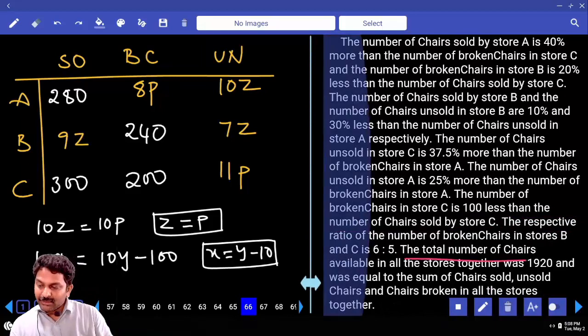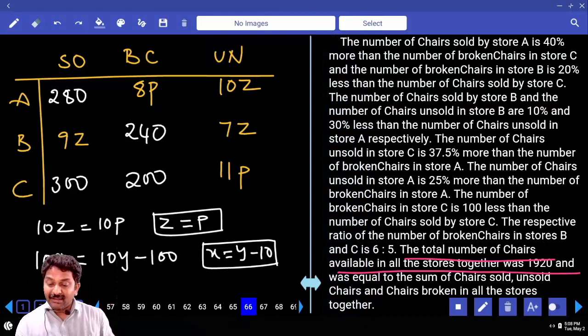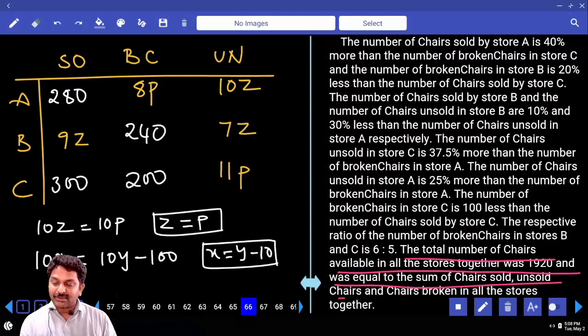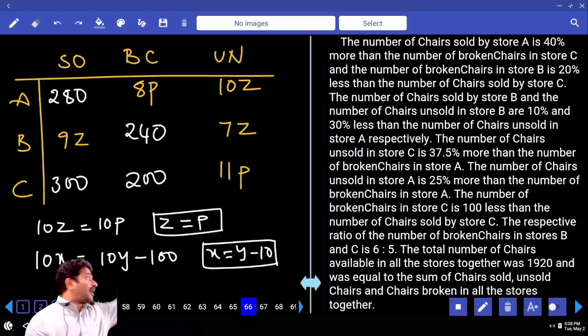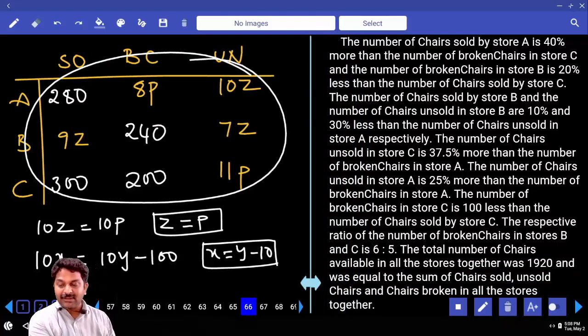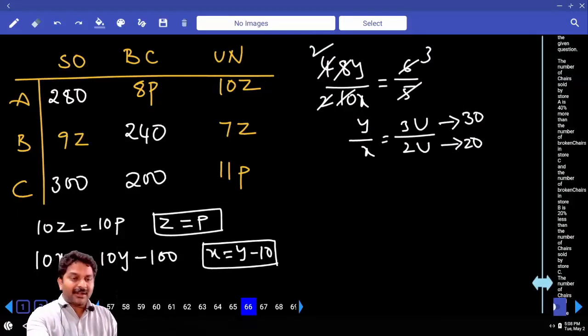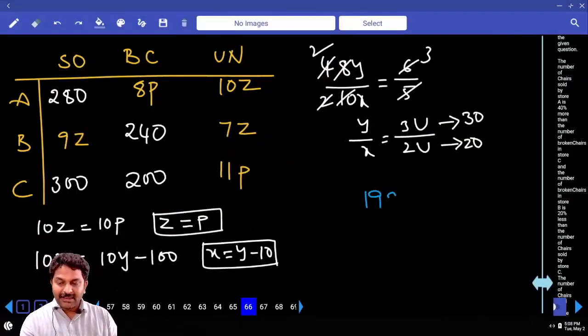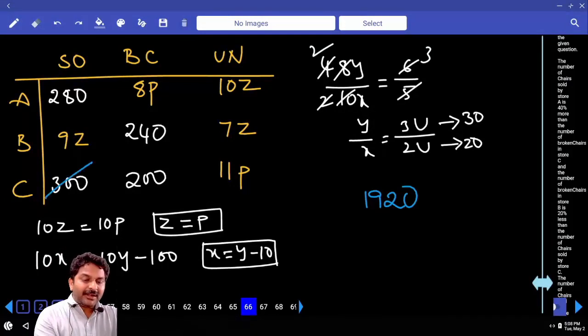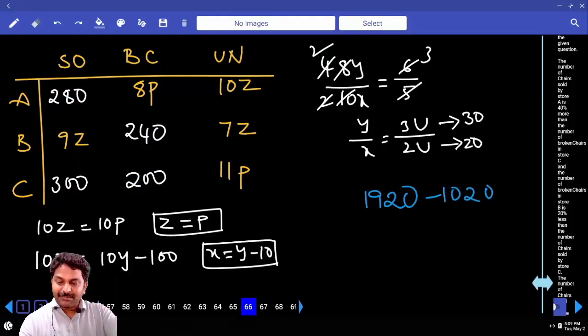Continue. The total number of chairs available in all the 5 stores together is 1920 and was equal to the sum of chairs sold, unsold and then chairs broken. That means all together is equal to 1920 only. Out of 1920 we have some numbers already: 300, 200, 280, 240, 520, 520, 500, 1020. If 1020 is subtracted, the remaining is 900.